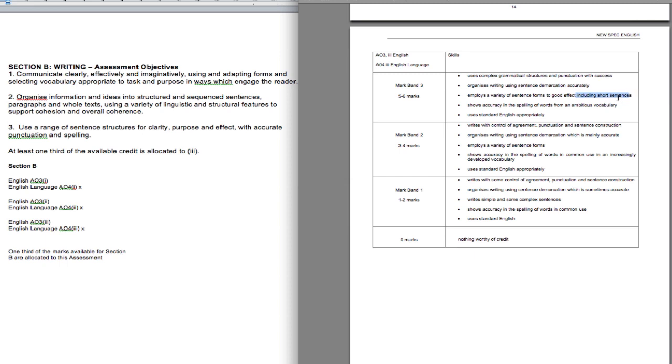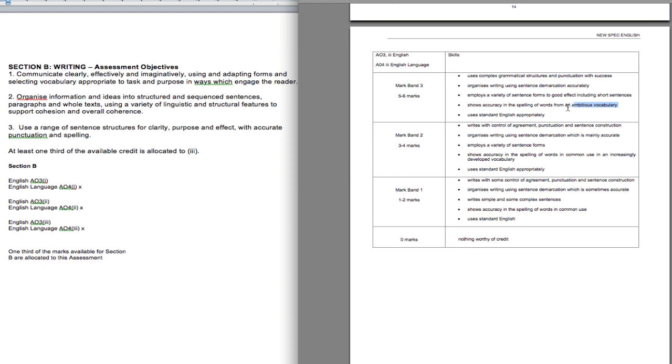So obviously straight away, if you're looking for high marks, you know you're going to have some short or very short sentences in there. Shows accuracy in spelling of words from an ambitious vocabulary. So basically, key things for vocabulary is to try and remember syllables. If a word has more than 3 syllables, 4 syllables, then you're really looking at something decent, ambitious vocabulary. If it's got 1 or 2, it's probably not so much.